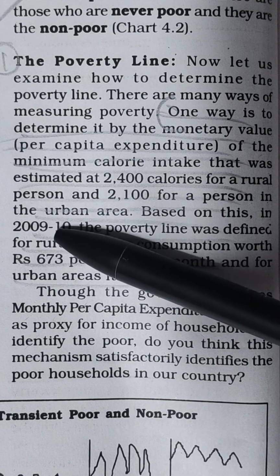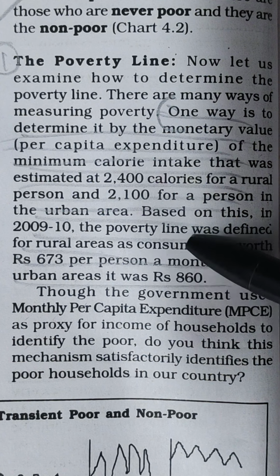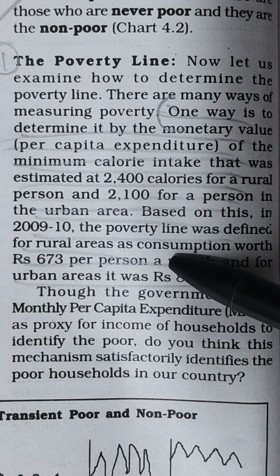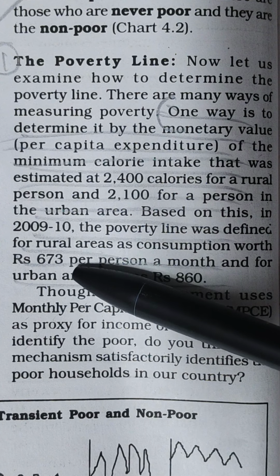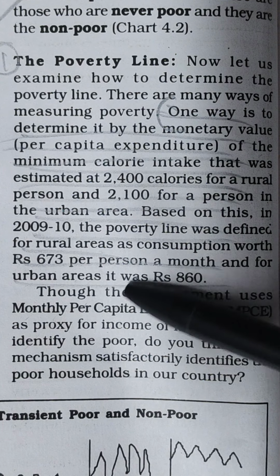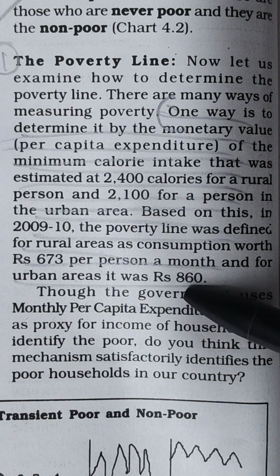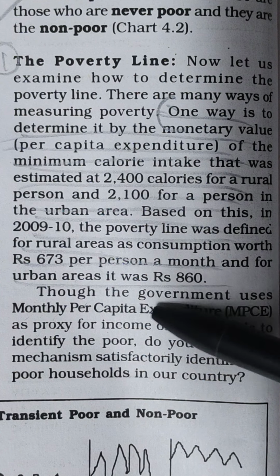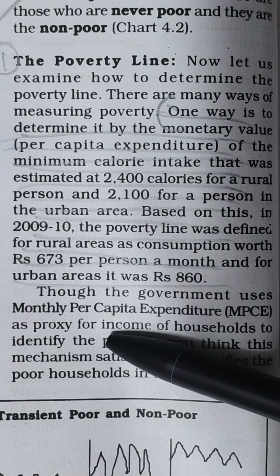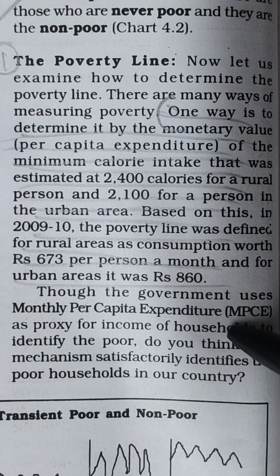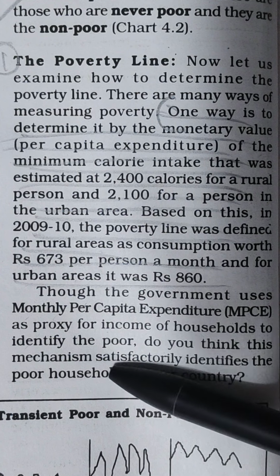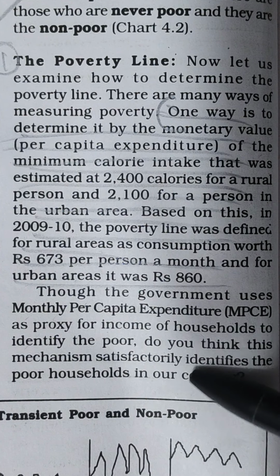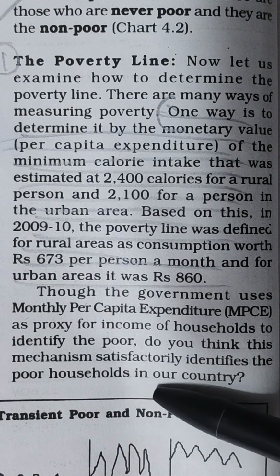Based on this, in 2009-10, the poverty line was defined for rural areas as consumption worth rupees 673 per person a month, and for urban areas it was rupees 860 per month. Though the government uses monthly per capita expenditure, MPCE, as proxy for income of households to identify the poor, do you think this mechanism satisfactorily identifies the poor households in our country?